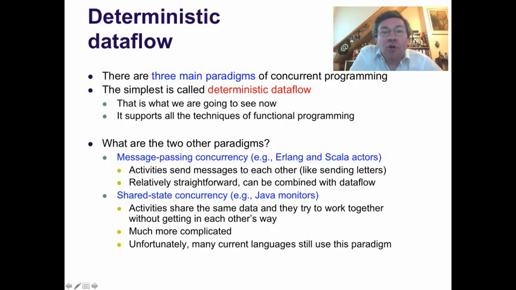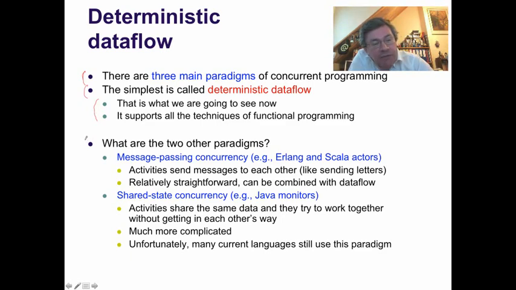Let's introduce deterministic data flow now. In fact, there are three main paradigms of concurrent programming, and deterministic data flow is the simplest one. It really is very straightforward and simple. It supports all the techniques of functional programming, and that's what we're going to see.